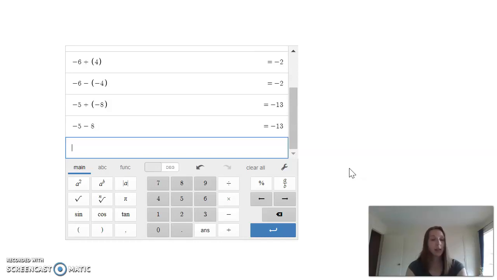E, 13 minus -6. So I would change my operation to plus. I would change my integer to positive. So I would have 13 plus 6, and I will rewrite it how it is written. 13 minus -6, 19. And last one we'll do together.